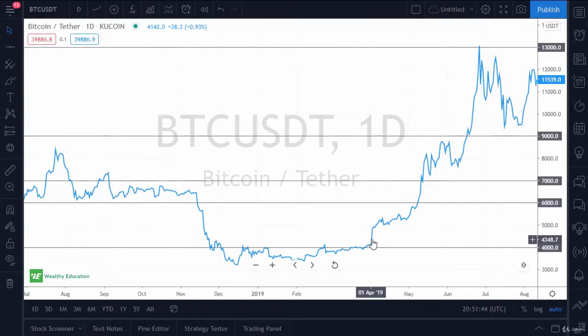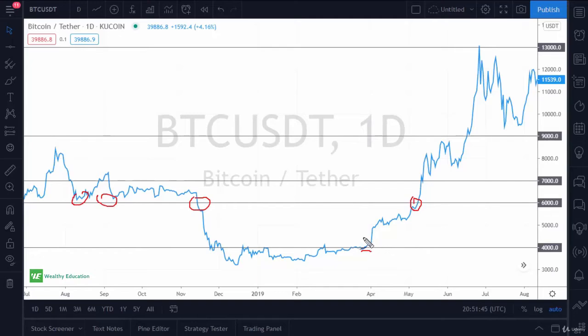So once you get a strong move to the upside, it's a very simple thought process to put your stop loss just under 4,000, in this case maybe 3,900. And you aim for the area that was previous support. Should be resistance now. And that's exactly where it went.